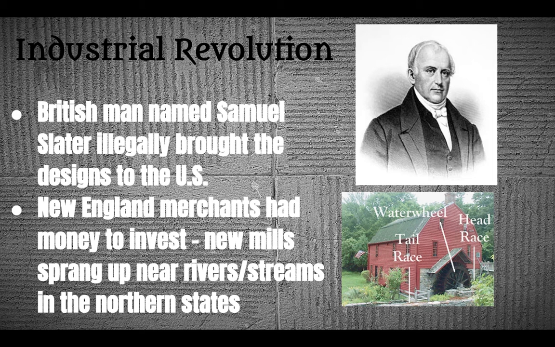And why there? One thing is New Englanders just had more money to invest in the mills, and the region has a lot of rivers and streams. So it goes back to what is naturally occurring, and that's going to make people want to bring their factories there. Few were actually built in the South, because the South was more focused on agriculture and farming. So they were like, okay, bring it to the North.